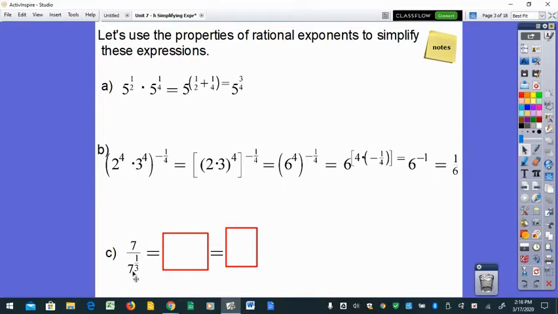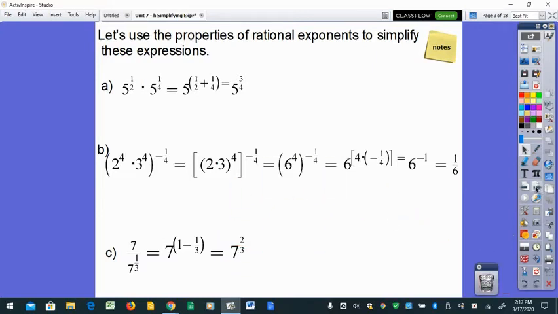And see, I'm noticing this time a common base with a quotient. And remember, our division rule said if you have a common base, you write the common base and subtract the exponents, top exponent minus the bottom. So we would have a common base of 7 to the 1 minus 1/3, which would be 7 to the 2/3.